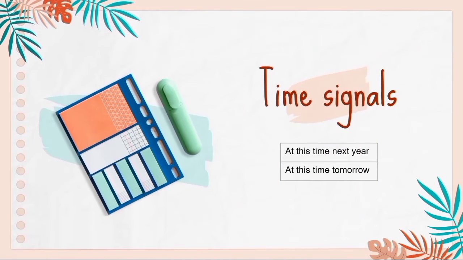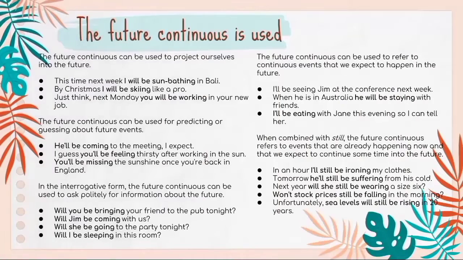Time signals for the future continuous tense, among others, are at this time next year and at this time tomorrow. The future continuous is used for: the future continuous can be used to project ourselves into the future. Example number 1 is, this time next week, I will be sunbathing in Bali. Number 2, by Christmas I will be skiing like a pro. Number 3, just think, next Monday you will be working in your new job.